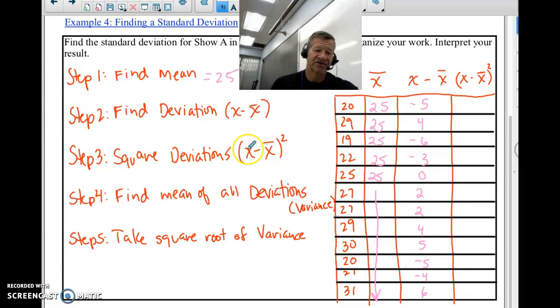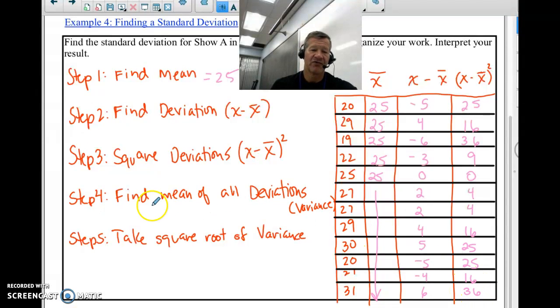Now, step 3, I want to square those deviations. In other words, raise each deviation to the second power. Whether you raise a positive or a negative number to the second power, you'll always get a positive. So negative 5 squared is a positive 25. 4 squared is 4 times 4, that's 16. 6 squared is 36, and so on down the list. 3 squared is 9, 0, 2 squared is 4 each time. 4 squared is 16. 5 and negative 5 squared are both 25. 4 squared is 16, and 6 squared is 36.